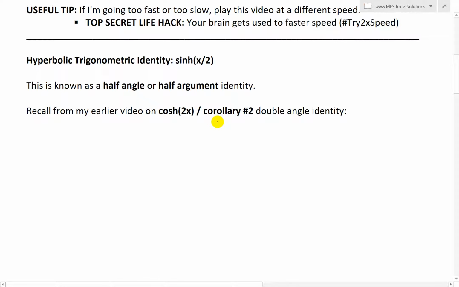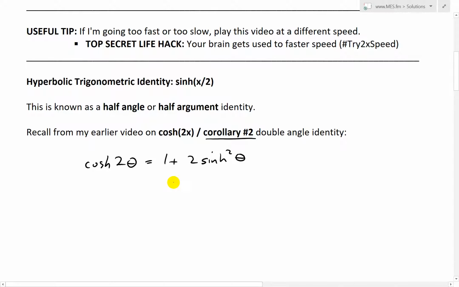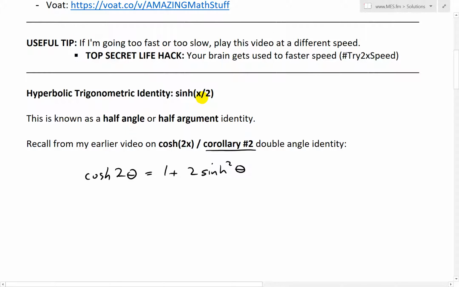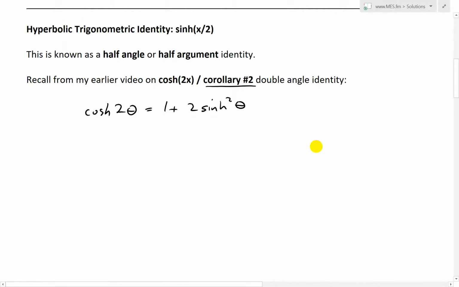Recall from my earlier video, cosh 2x, corollary number 2 of the double angle identity video, which was actually my last video, so check that out. We could use that corollary number 2 formula, which was cosh 2 theta equals 1 plus 2 sinh squared theta. Because it's a double angle, we have 2 theta and then there's a theta. We could basically divide these out so we can get an x over 2 and an x, and then write it as a half angle identity.